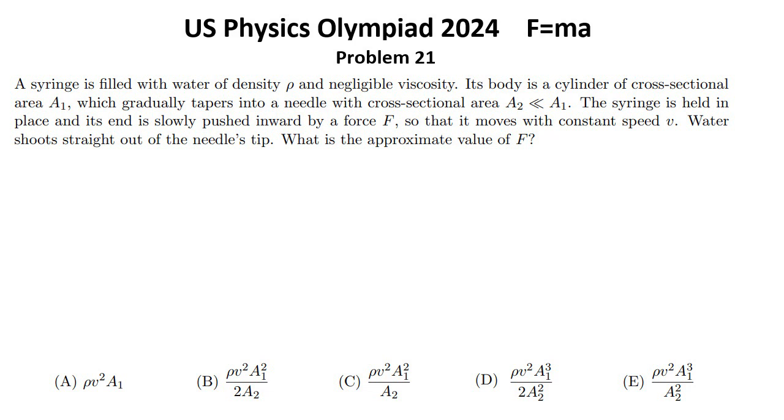Problem number 21. A syringe is filled with water of density ρ and negligible viscosity. Its body is a cylinder of cross-sectional area A1, which gradually tapers into a needle with cross-sectional area A2 much less than A1. The syringe is held in place and its end is slowly pushed inward by a force F, so that it moves with constant speed v.